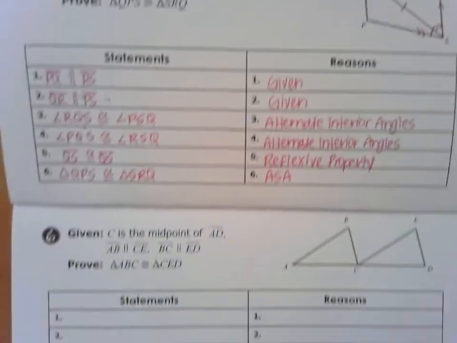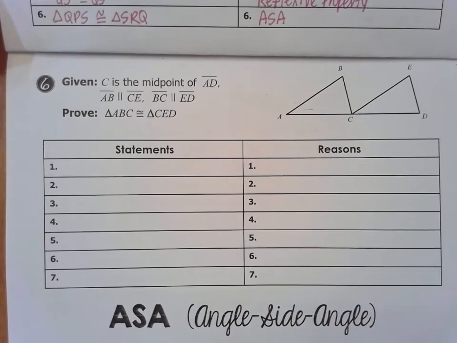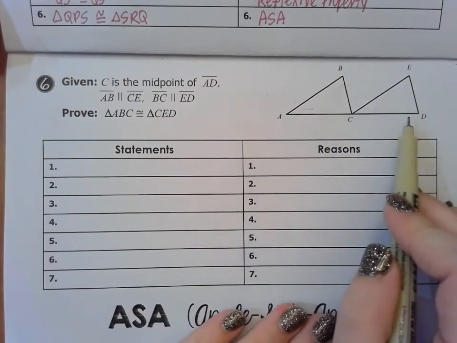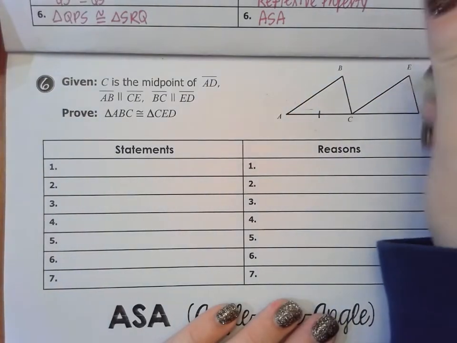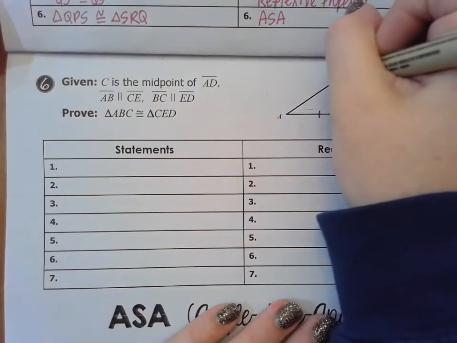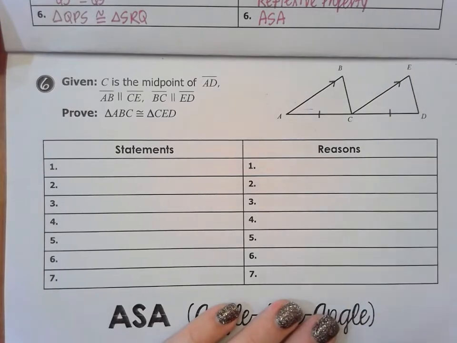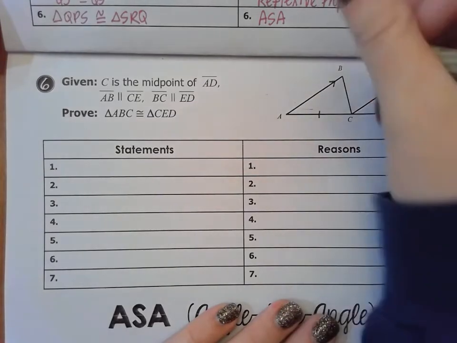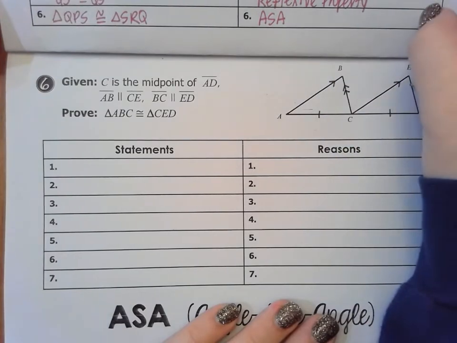Let's look at number 6. We're again going to prove these two triangles are congruent by the angle side angle postulate. So we have C is the midpoint of AD. So by definition of a midpoint, AC is congruent to CD. And then we know AB is parallel to CE, and BC is parallel to ED.